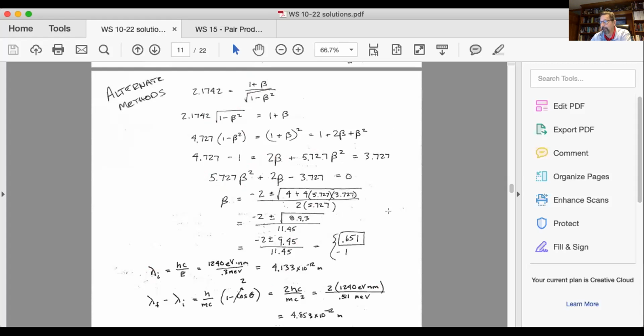Okay. And I'm not going to go through this, but trust me, I did the algebra right there. And sure enough, that's how I got beta being 0.651. So, a little over half the speed of light is how fast this electron is recoiling away.